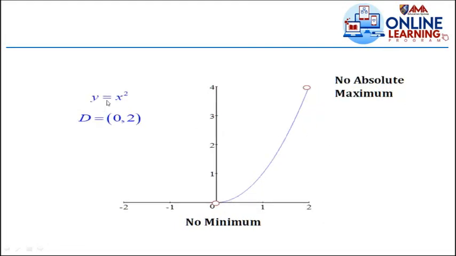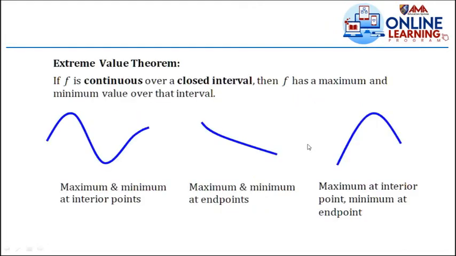O, dito, pareho pa rin, y is equal to x squared. Distance, x1 is 0, x2 is equal to 2. So, no absolute maximum, no minimum. Again, hindi po siya solid dot. Kaya this limit is undefined. Okay? Next, extreme value theorem.